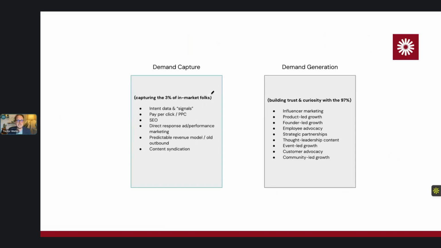So these strategies are great. In fact, I think you should do all these things, right? And the people, customers, and teams I've worked for do this, capturing that 3%. But understand, if you're in mid-market or enterprise, your target list, right?